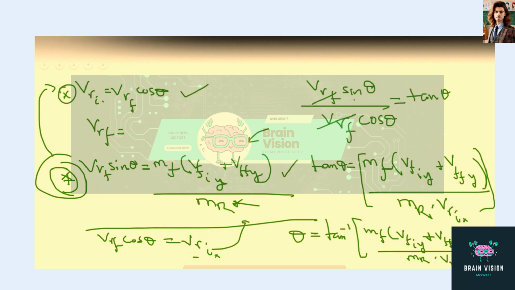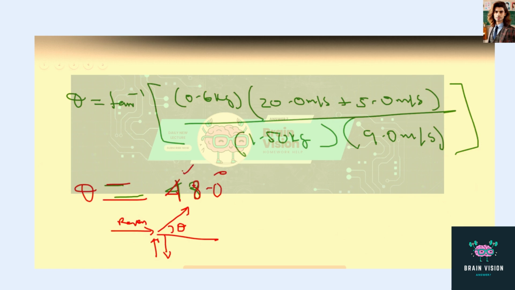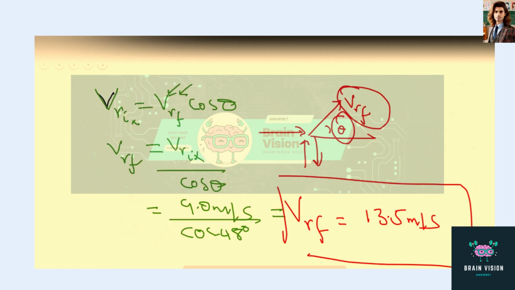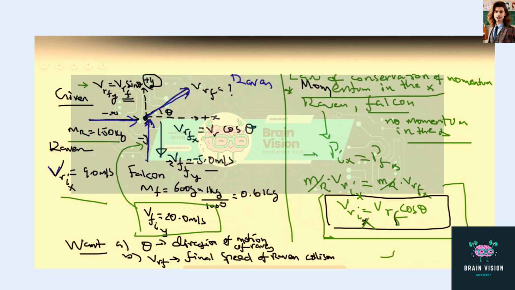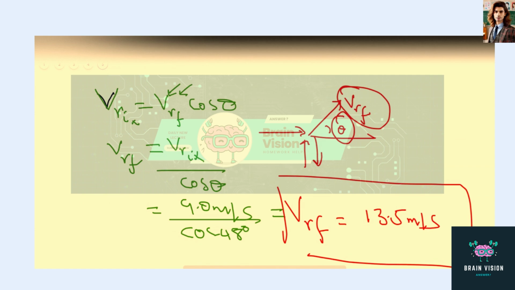Remember, tan theta is sine theta over cosine theta. Plugging in those numbers, we were able to get the value of theta, which is 48. After getting the value of theta, we went back to our initial expression derived from relationships between momentum in the x, the initial and the final. So we used that, and then we plugged in these numbers and were able to solve for the velocity.